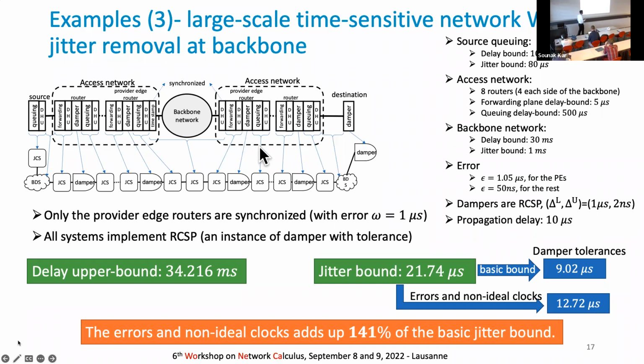What we can see is that the jitter bound has drastically decreased. It's now on the order of microseconds, and the tolerance of a damper captures a small portion of this jitter bound, mainly because of the non-ideal clocks. In fact, it accounts for 141% of the jitter. It comes from the fact that the delay bound that we computed is quite large, and that's what we saw in capturing the error in measurement of the local clock with the perfect clock.